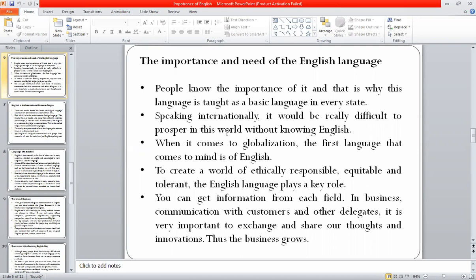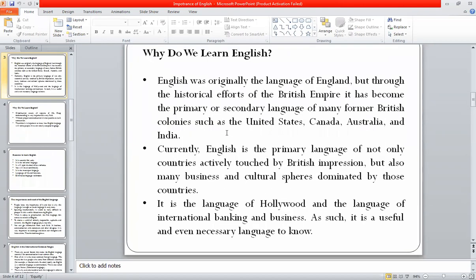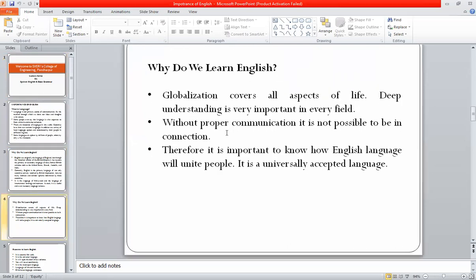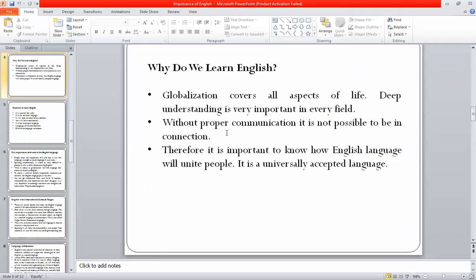In the last lecture we discussed the importance of language. Why do we learn the English language? We have discussed it. There was also one of the reasons, and that is globalization. Globalization made it easy for us to come close to each other and communicate with each other.